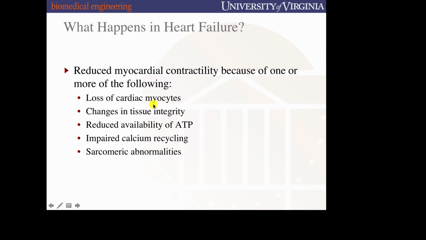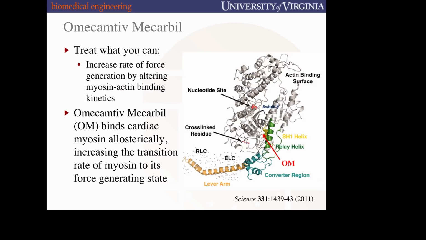So we get scar formation in the heart. This causes an increase in the resistance against those muscle cells that are trying to contract. We can have reduced availability of ATP, right, the chemical energy source, in order to generate the work. We can have impaired calcium recycling. Right? Again, it's this calcium efflux that causes this coordinated contraction amongst cardiac myocytes. Or we can have sarcomeric abnormalities.